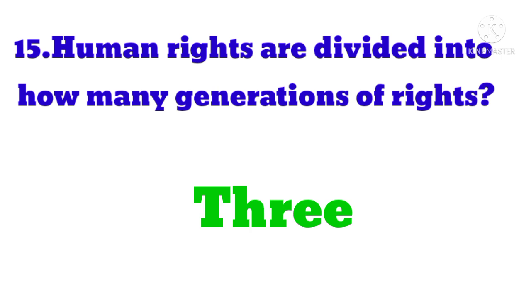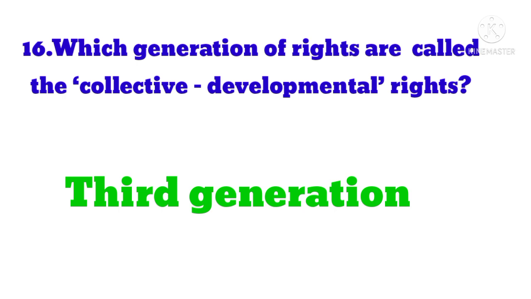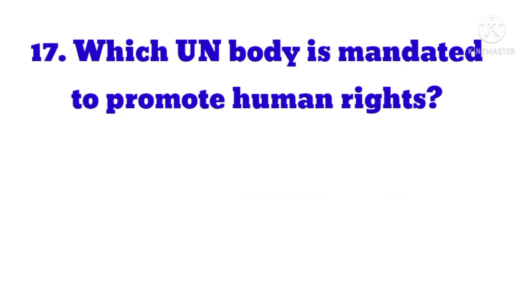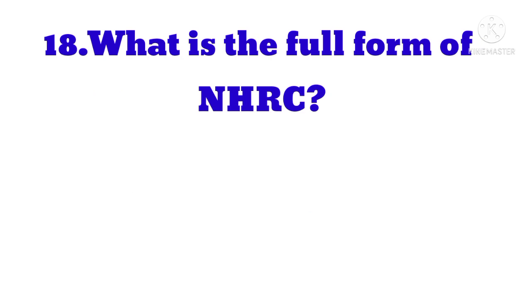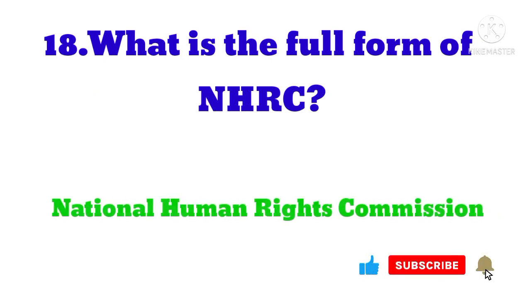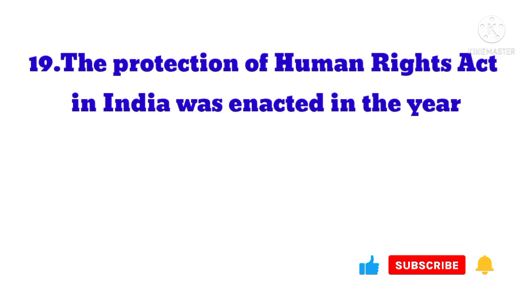3 generations of rights. Which generation of rights are called the collective developmental rights? Answer is 3rd generation. Which UN body is mandated to promote human rights? OHCHR. What is the full form of NHRC? National Human Rights Commission. The Protection of Human Rights Act in India was enacted in the year 1993.